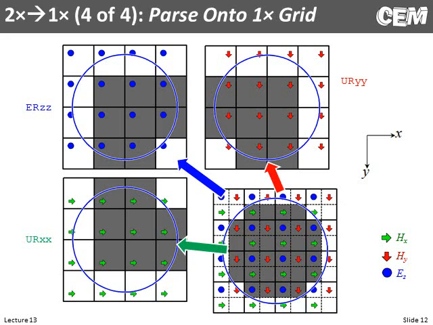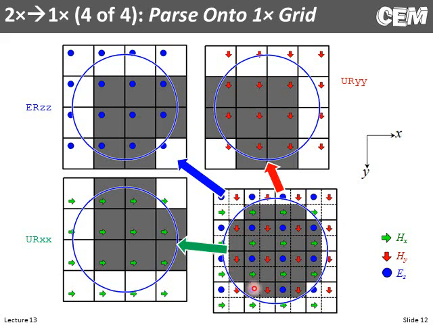Now for the E mode, it turns out the only thing that retains is the ERZZ, URYY, and URXX. The other mode would have a URZZ, an ERYY and an ERXX. But let's just focus on the E mode, and it'll be clear what you do for the other mode.